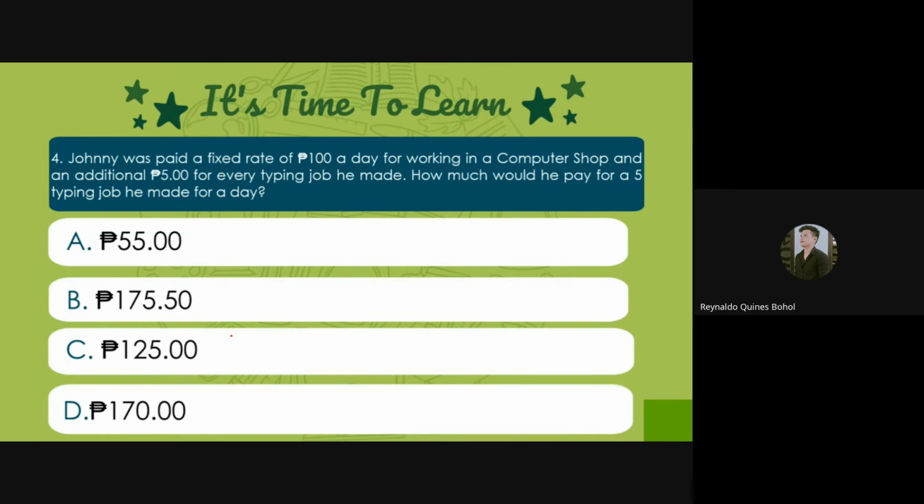Letter B is wrong. Okay, Salvador again got the correct answer. The answer is letter C. Because 100 pesos, 100 plus additional na 5, tapos hindi natin alam kung ano yung N natin. So how much will it pay for a typing job? So typing job daw 5 pesos. So ibig sabihin na additional na 5 pesos kapag nagtatrabaho sa typing job. So 5 days yun. So 5 times 5. 100 plus 25 is 125. Next, how about number 5?